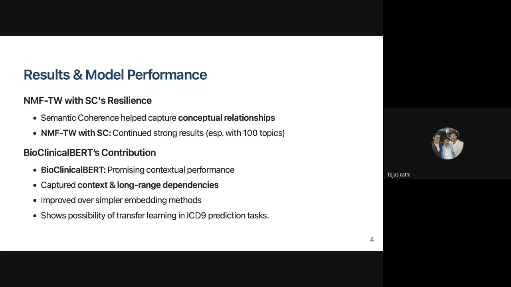So with this trade-off, we kind of prove that using this pre-trained model, we have saved a lot of resources and time, though our model performance is still comparable with what we have achieved from a lot of feature engineering and the meticulous training that was done by NMFTW with SC. Next, we will talk about the mixture of models.